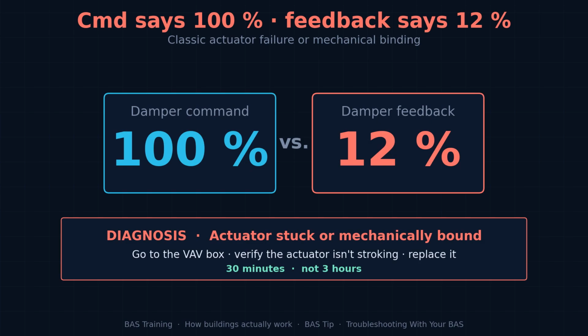Stop. There's your problem. The controller is telling the damper to go to 100%, but the damper is only reporting 12% open. That is a classic actuator failure or mechanical binding issue. Without the BAS, you might have spent an hour checking the AHU, chasing refrigerant charges, or assuming it was a thermostat. With the BAS, you went straight to the VAV box in that room, verified the actuator was not stroking, replaced it, done. 30 minutes, not 3 hours.